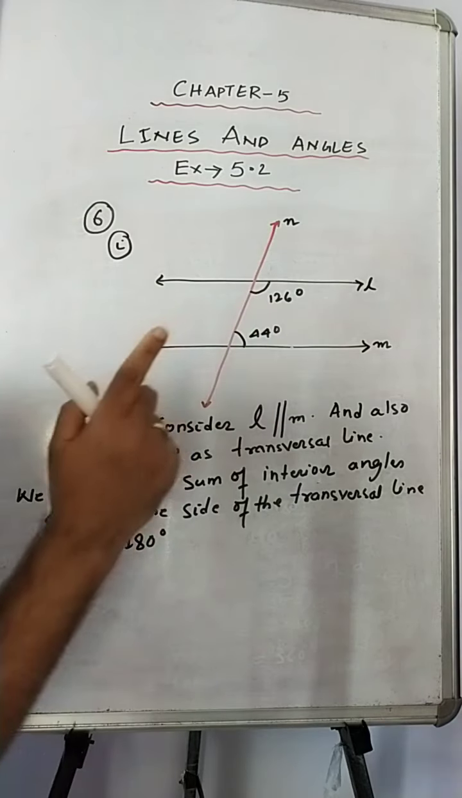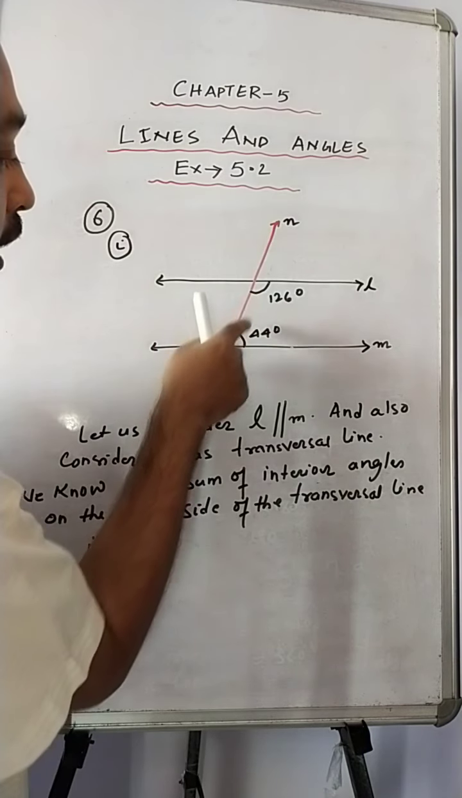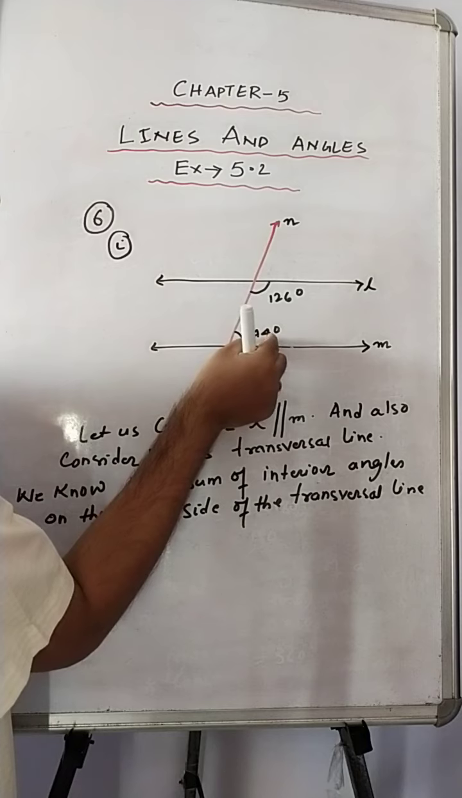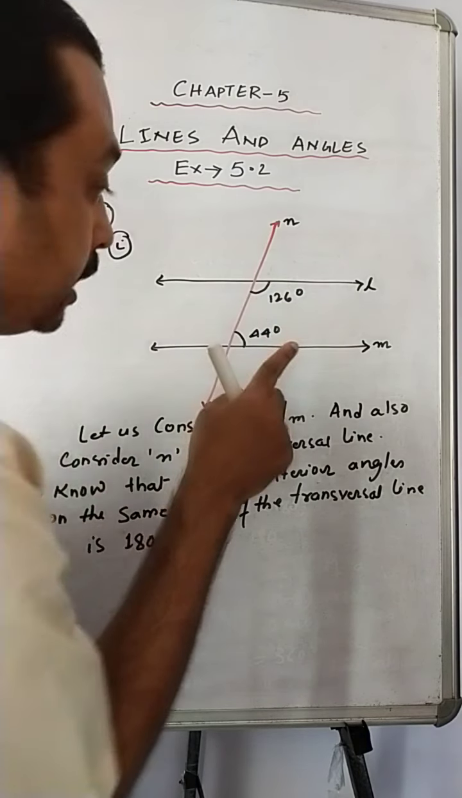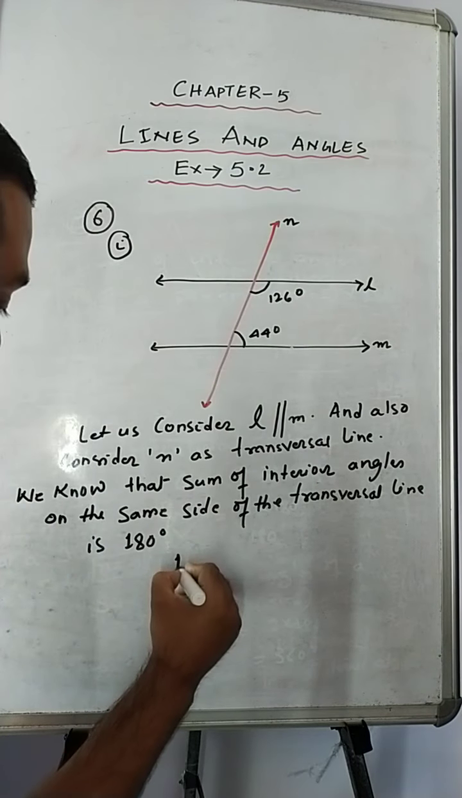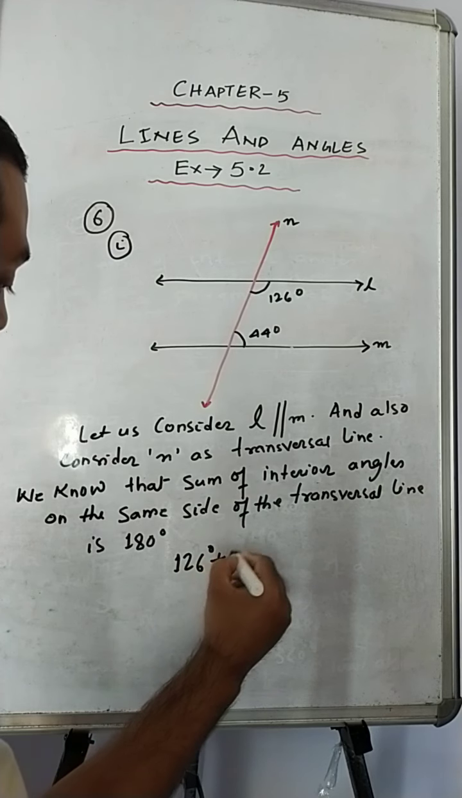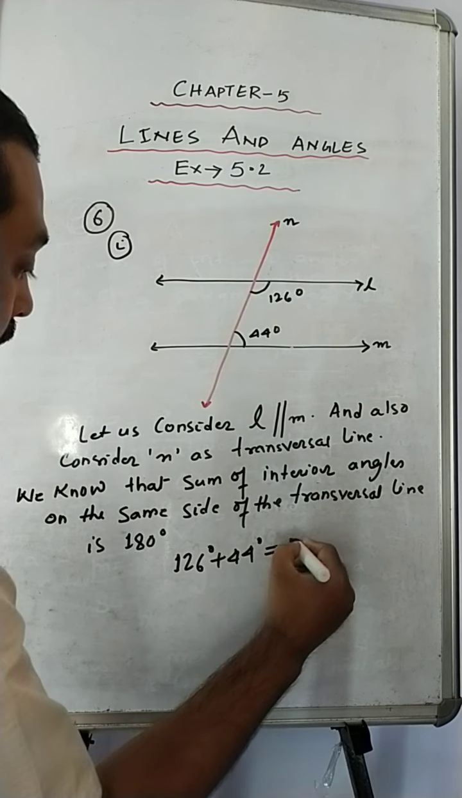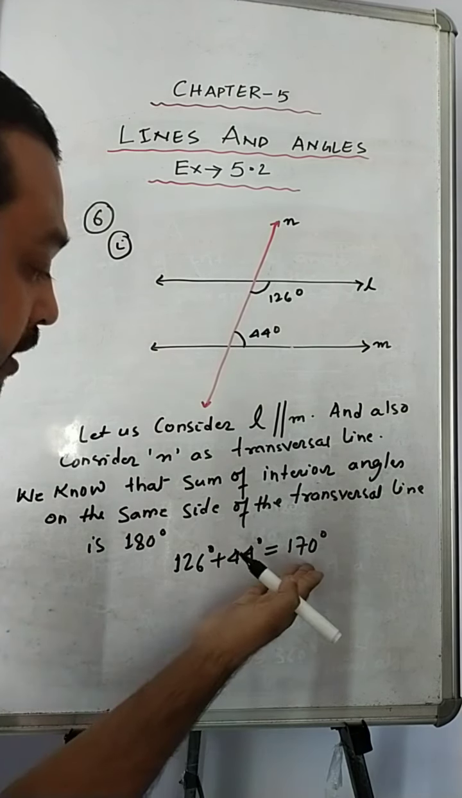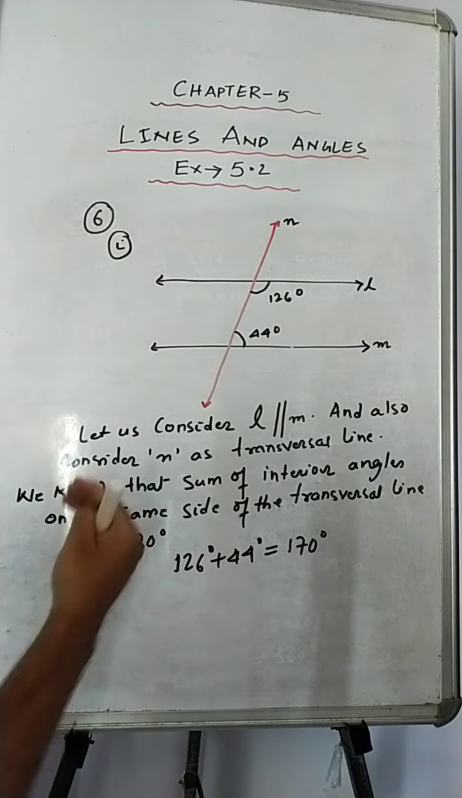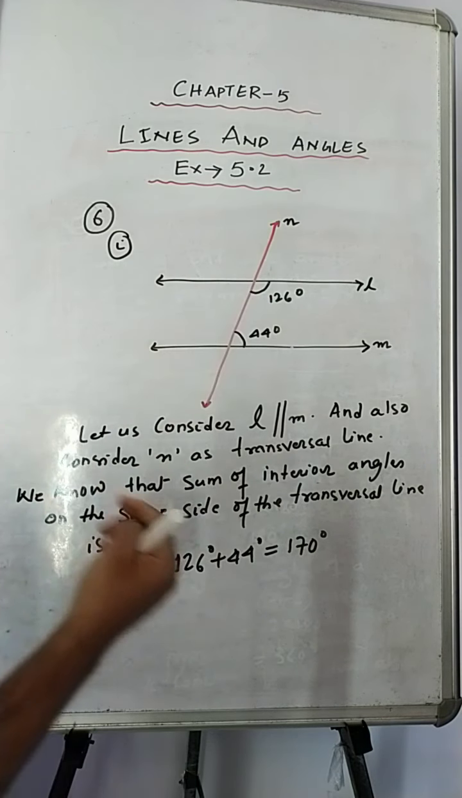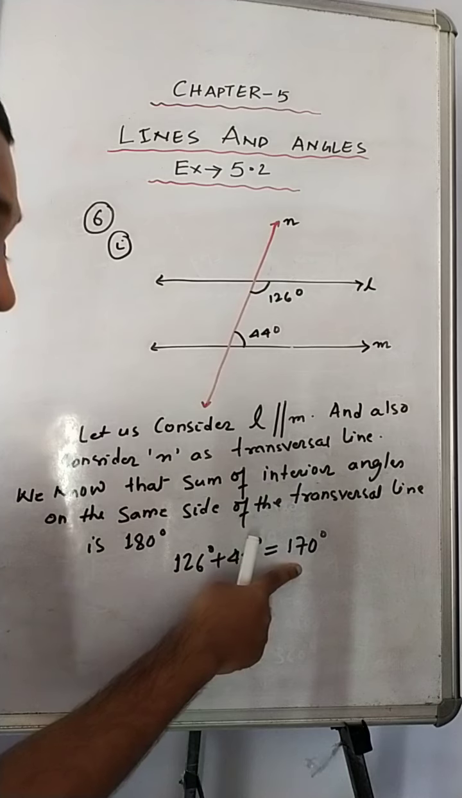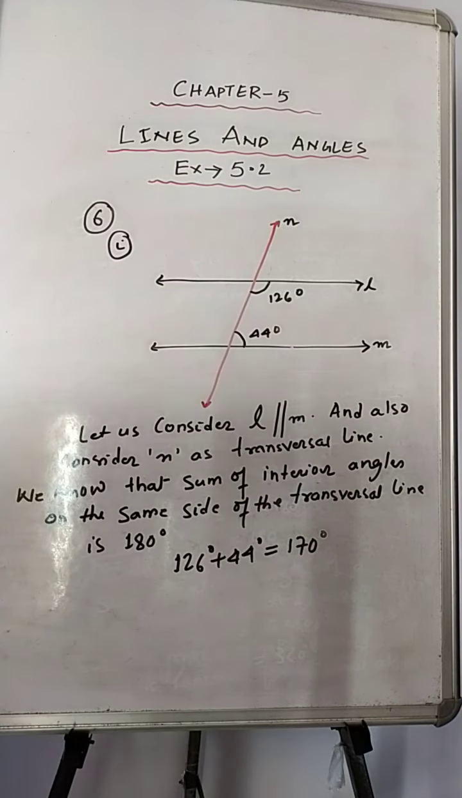Because they are co-interior angles. We have studied this, isn't it? So the sum of these 2 angles should be 180 degree. Now let us see what is the sum of these 2. 126 degree plus 44 degree is coming 170. Oh my God, 170, but it should have come 180. So when the sum is not equal to 180 degree, what will we write?